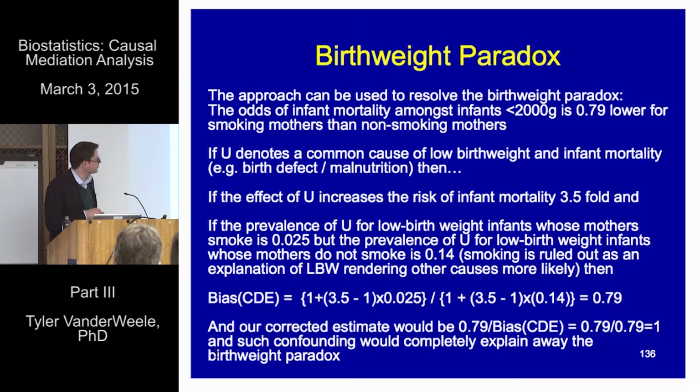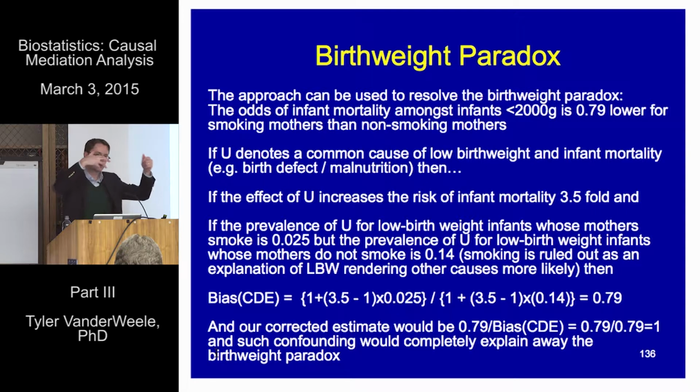And if we specify the prevalence of U, our unmeasured confounder, birth defect or malnutrition, for low birth weight infants whose mothers smoke as relatively low, maybe just 2.5%, because if the mothers smoke, quite probably smoking was the cause of low birth weight. We don't really need to appeal to any other explanation. So we might specify that prevalence as relatively low.